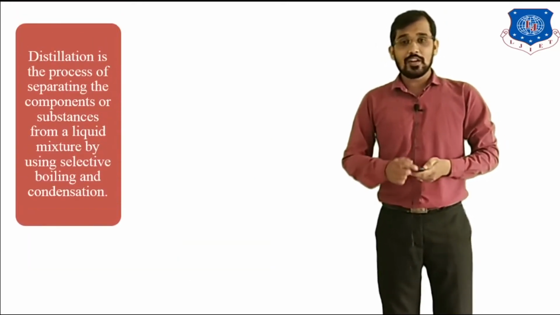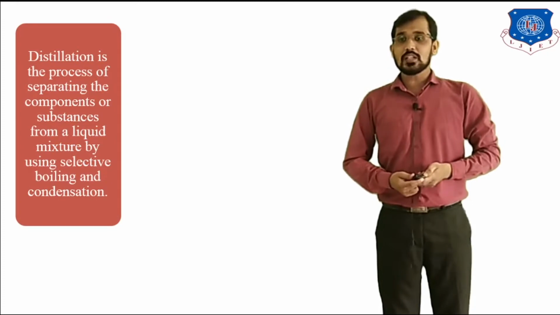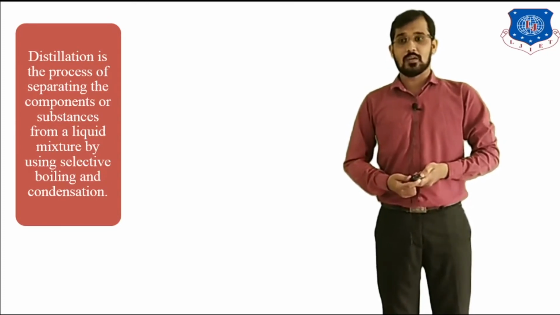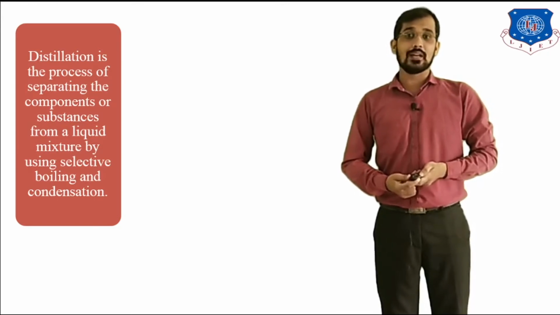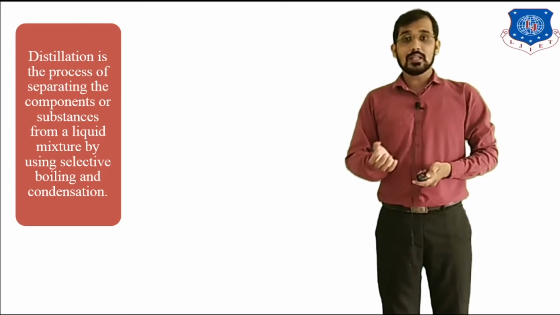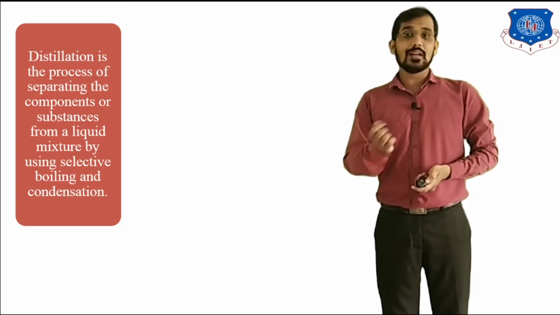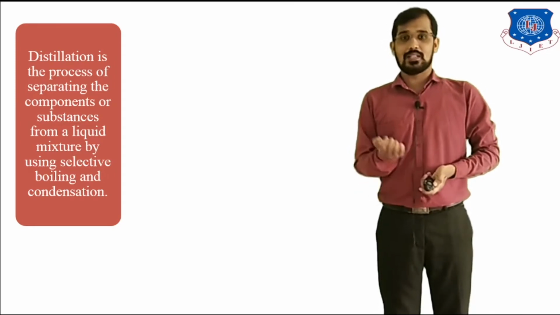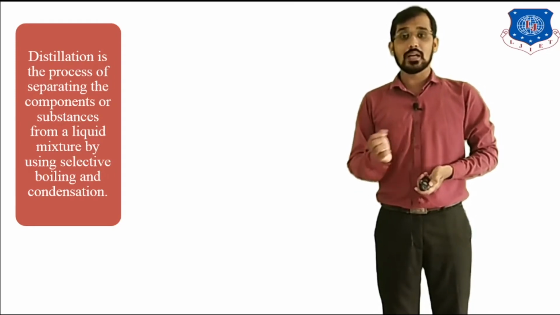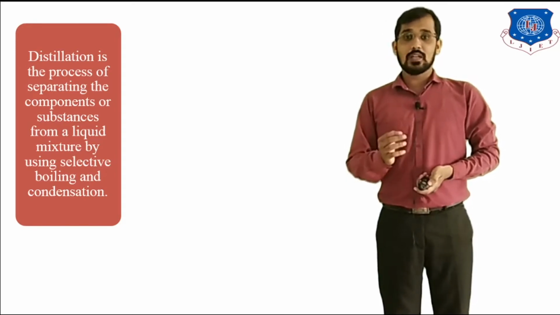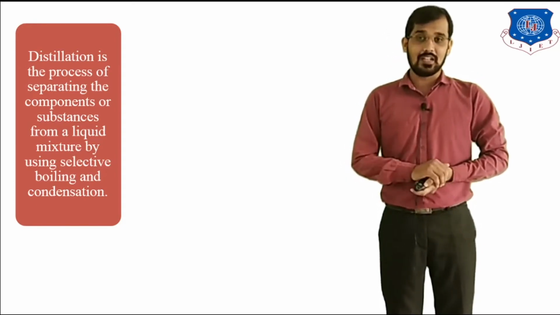Next, this is the definition of a distillation column. Distillation is the process of separating the components or substances from a liquid mixture by using selective boiling and condensation. It means in the distillation separation process, boiling and condensation are both possible. A reboiler is used for heating and a condenser is used for condensing. After condensing, there will be two streams. First one is the reflux and second one is the distillate.